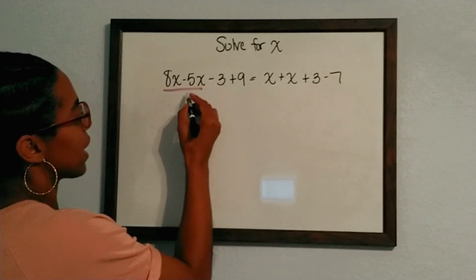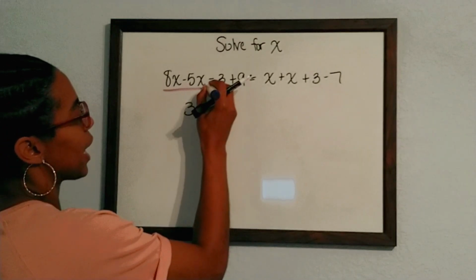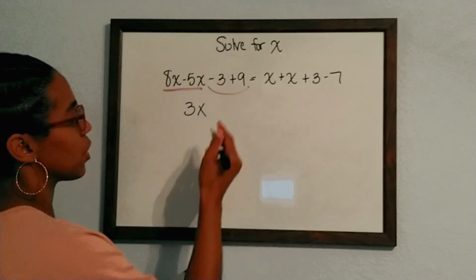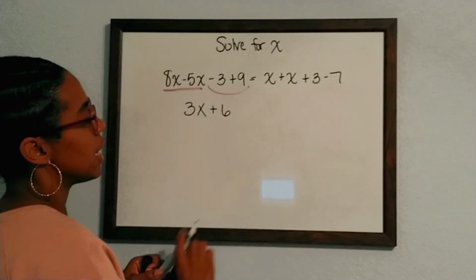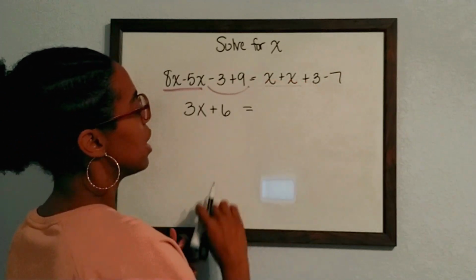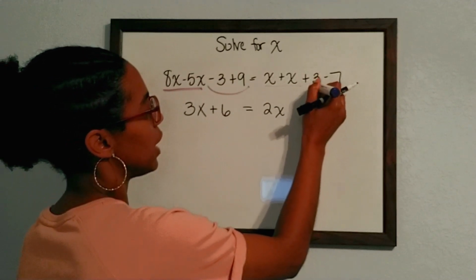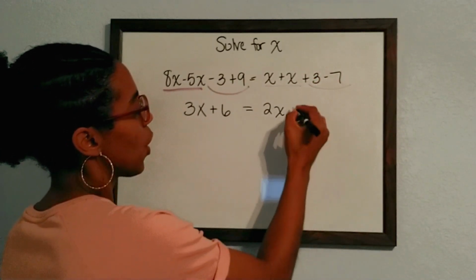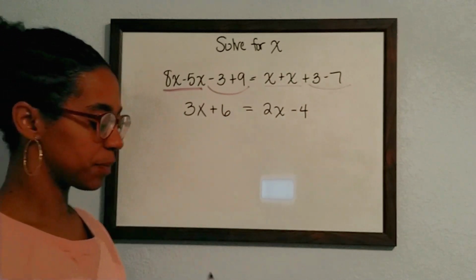8x minus 5x is going to give me 3x's over here. And then I have a negative 3 and a positive 9. Those are like terms, so that's going to give me a positive 6 is equal to x plus x, right? So that's going to give me 2x on this side, and then I have a 3 and a negative 7, which is going to give me a negative 4. Okay, so I simplified it a little bit.